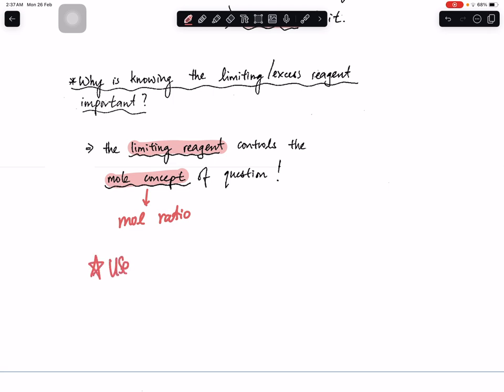So we will use the limiting reagent to compare mole ratios. What do I mean? I'll show you in just a bit.